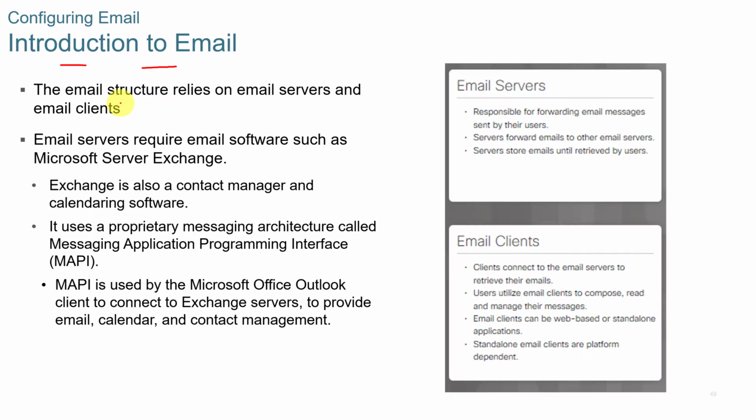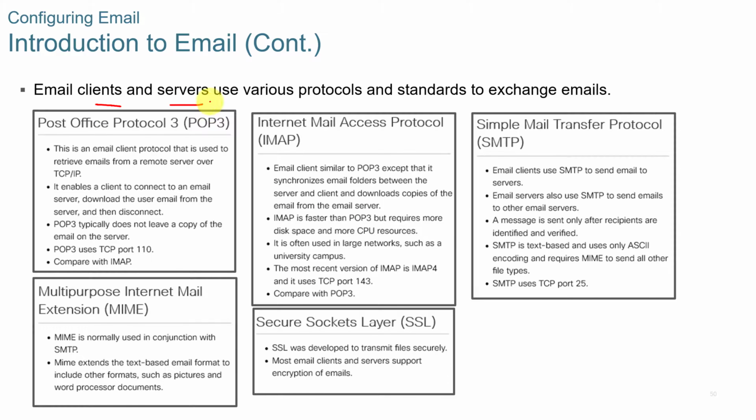Now, looking at introduction to email, the email structure relies on email servers and email clients, so servers and clients. Email servers require email software such as Microsoft Exchange Server. Exchange is a contact manager and calendaring software as well. It uses a proprietary messaging architecture called MAPI, Messaging Application Programming Interface, and it's used by the Microsoft Office Outlook client to connect to Exchange servers. Some other email clients and servers can use various protocols such as POP3, IMAP, SMTP, MIME, and they can also use the Secure Sockets Layer, or SSL.